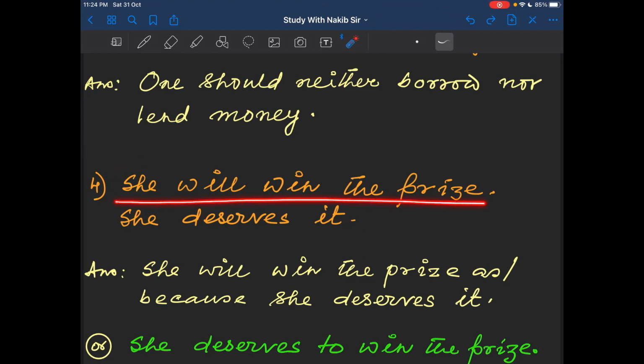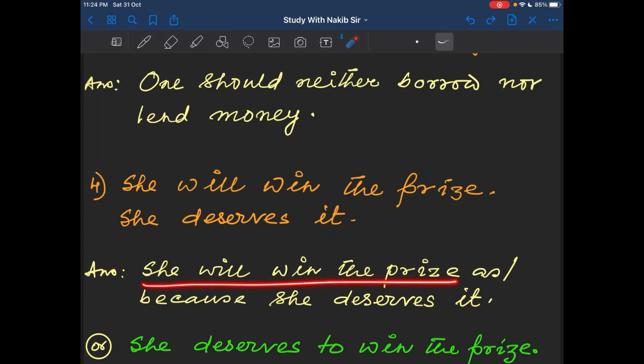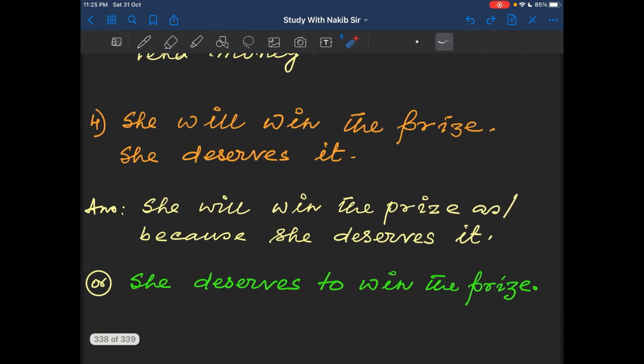And the answer to the last question, the fourth question. She will win the prize, she deserves it. What is the relation? Cause effect. This is the cause and this is the effect. See the combination. She will win the prize. Why? As or because she deserves it. You may combine the sentences this way or you may combine the sentences this way.